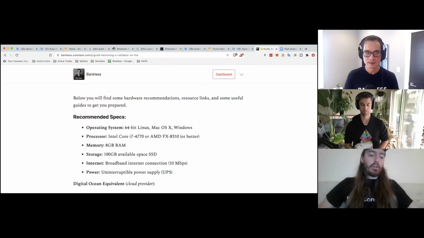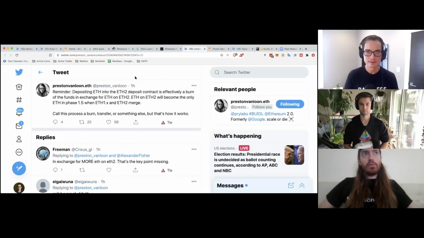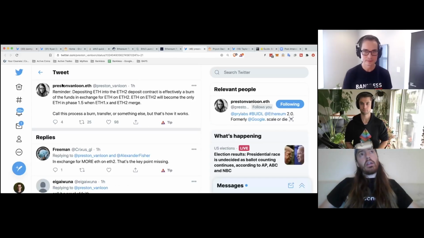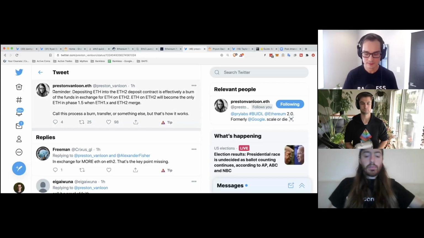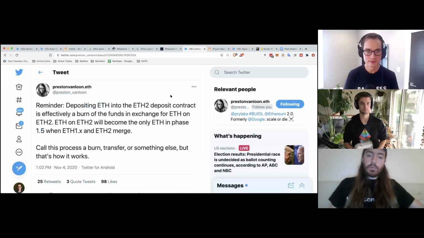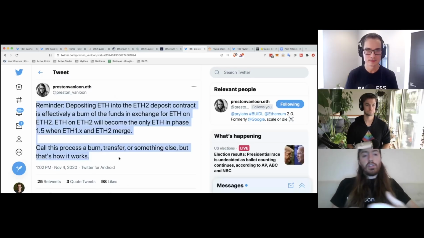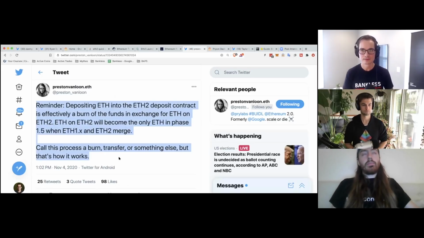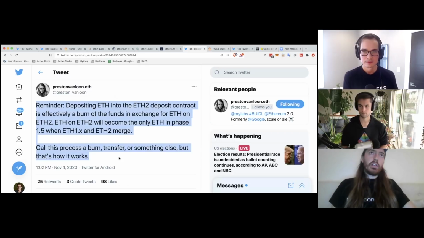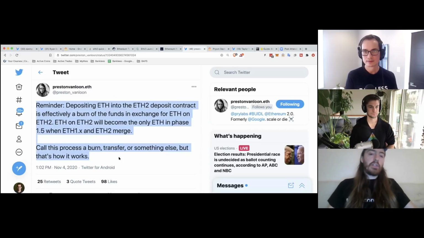Right. So yeah, it is essentially a one-way transfer of ETH from ETH1.x to ETH2, and you really won't be able to do much with that ETH until ETH1 and ETH2 merge together. So you are kind of locking yourself into a future time period where you're on ETH2 and you're not going to be able to transfer it back, and you're not going to be able to move it. You're kind of signing up. It's kind of a long-term commitment.